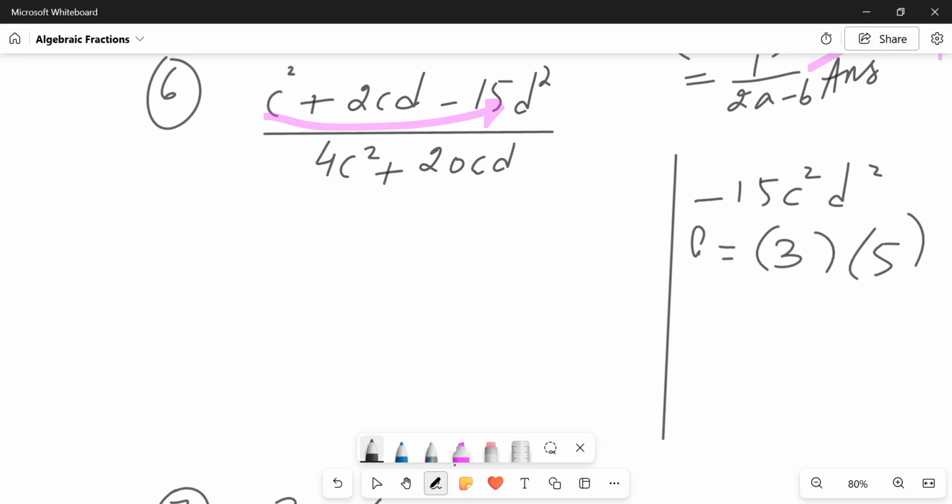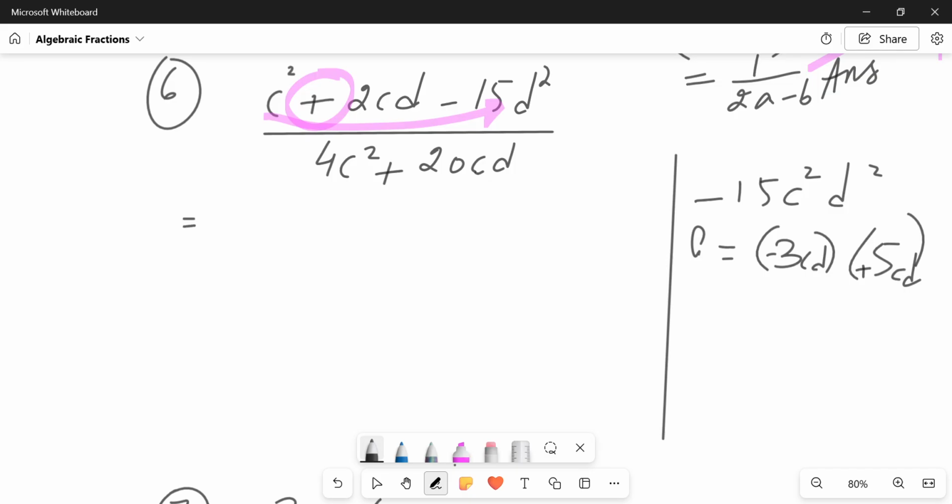Bigger number is 5. The bigger number will take the plus sign, because the prior sign is plus here. So the bigger number will take plus 5, and the smaller number will take the minus sign. Now distribute the c square and d square into single c and d in both of them. So c will come here and d, and here c and d. Got it? So we got the answer here.